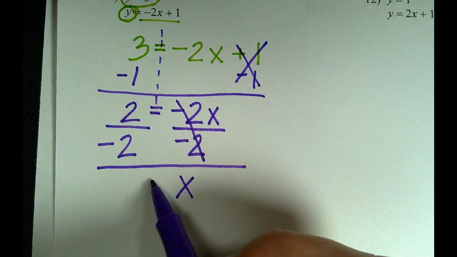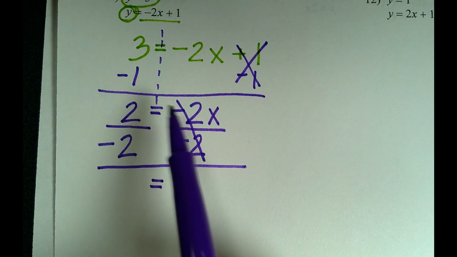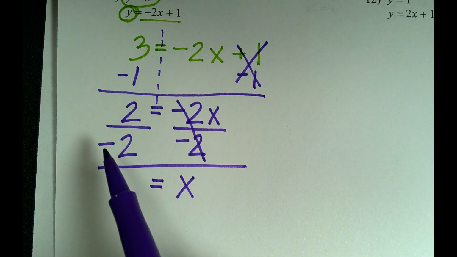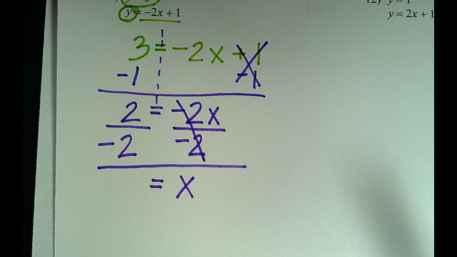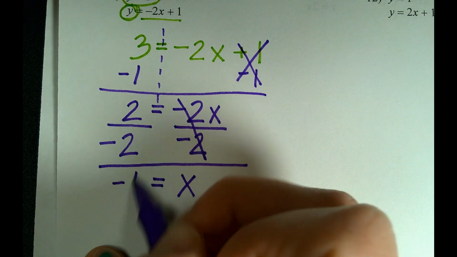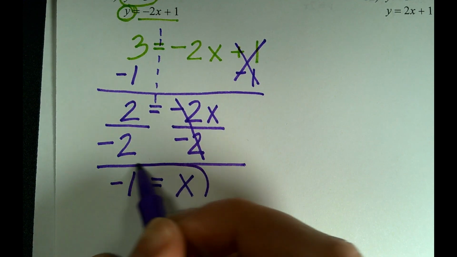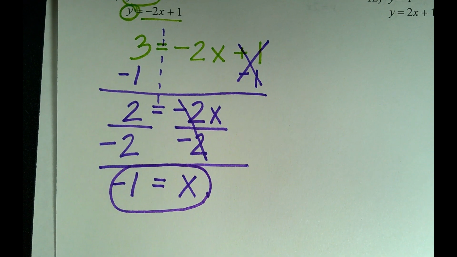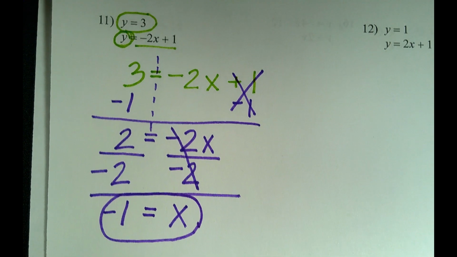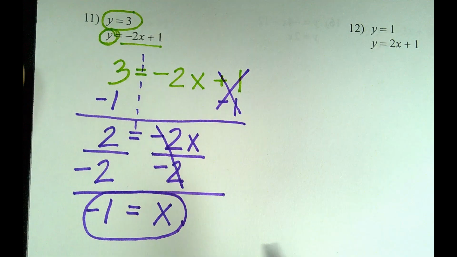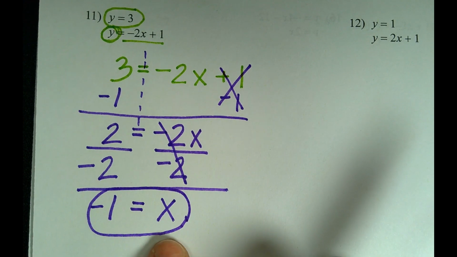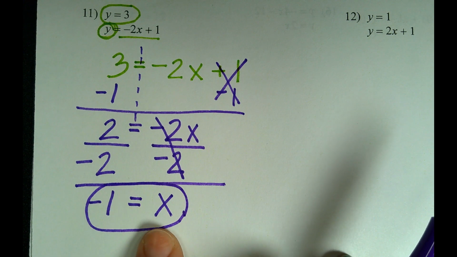I'll bring down my equal sign. And what is positive 2 divided by negative 2? Negative 1. So x equals negative 1. Thank you for pointing that one out, Cody. Appreciate it. So if our x equals negative 1, we've got that solved.